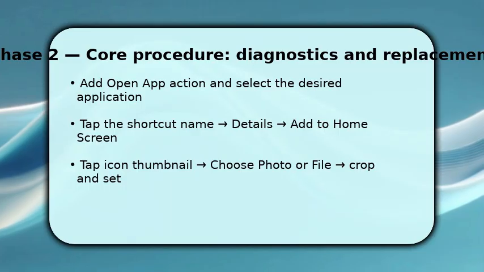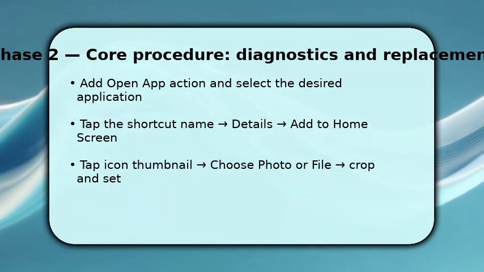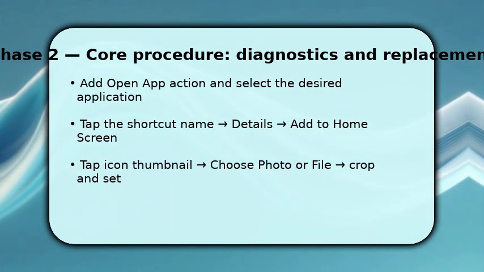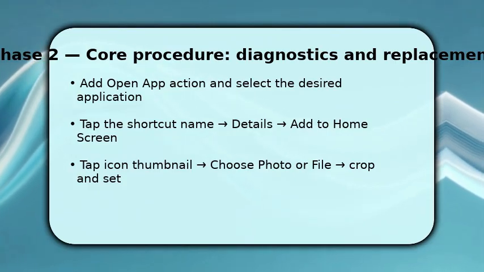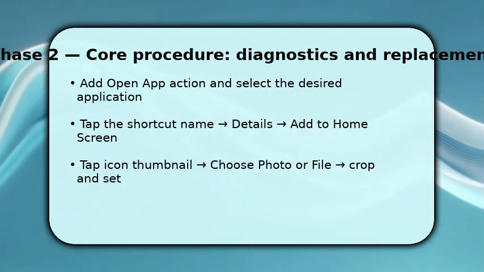Tap the action to open the app and confirm it launches the correct target. Then tap the three dots, choose Details, and select Add to Home Screen. This converts the shortcut into an app-like icon.